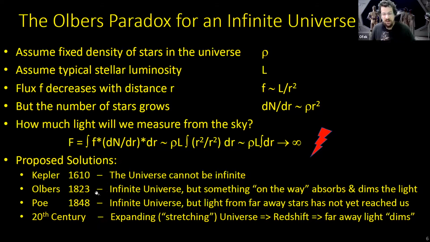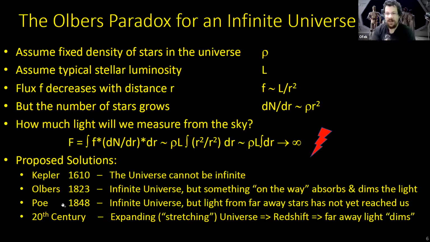Olbers, like I said, formulated this paradox in 1823. And his proposed solution was that the universe was indeed infinite, but we don't see the faraway stars. Something has to be in the way of the light between the stars and us, and has to block out the light: absorb, dim, scatter. Something has to block out the light, so we can't actually see infinitely deep into the universe.